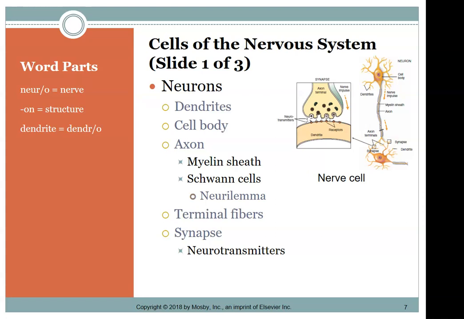the chemical neurotransmitters. Each axon is covered by material called myelin, which is a substance produced by the Schwann cells that coats the axons. The neurotransmitters are released from the axon terminals to travel across the space between the terminal fibers of one neuron and the dendrites of the next cell. This space between the two neurons is called the synapse. And your word parts: neuro is nerve, on is structure, and dendrite would be dendro.